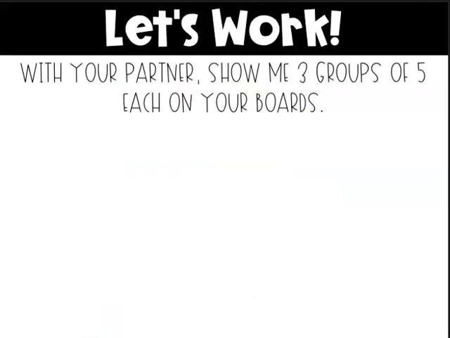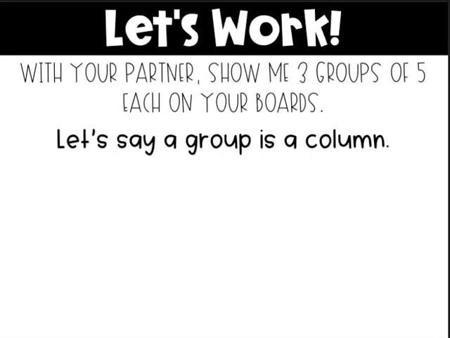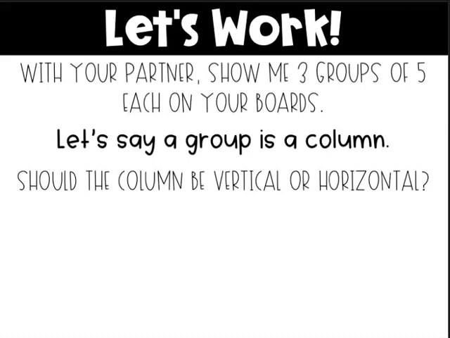With your partner, me, please show me 3 groups of 5 on your board or on your paper. You might ask, what direction am I drawing these? So for the first one here, let's say that a group is a column. So I want 3 columns of 5. Should the column be vertical or horizontal? Yeah, that's right. The column should be vertical, up and down. So go ahead and make your 3 columns of 5. Pause here.